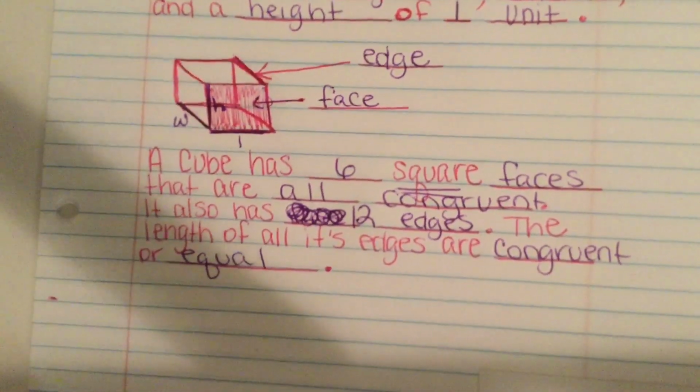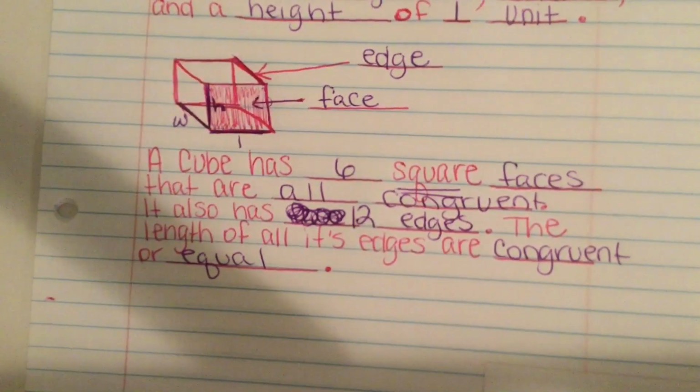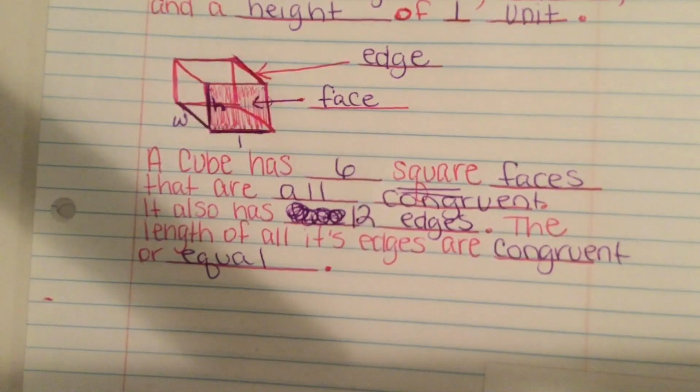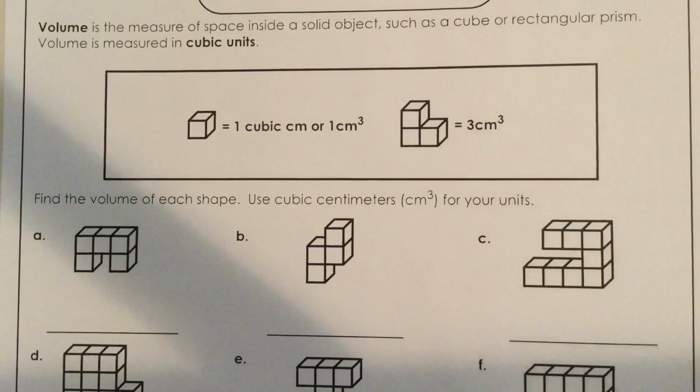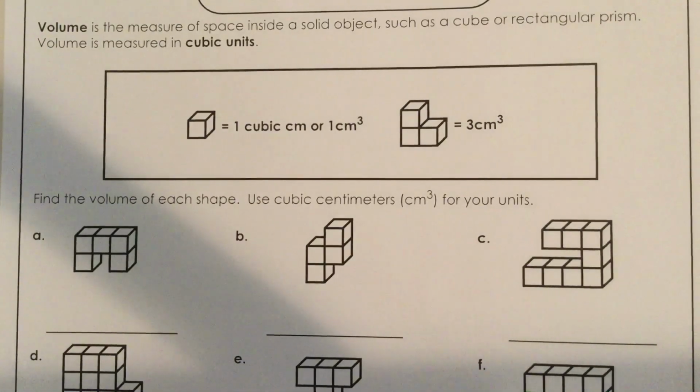So it says a cube has 6 square faces that are all congruent. It also has 12 edges. The length of all its edges are congruent, or as we know, equal. Okay, so what we're going to look at is how can we decide what the volume is on a shape. Okay, so volume is the measure of space inside a solid object, such as a cube or rectangular prism.